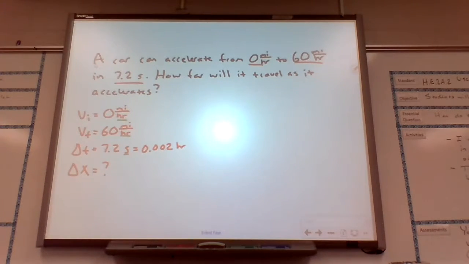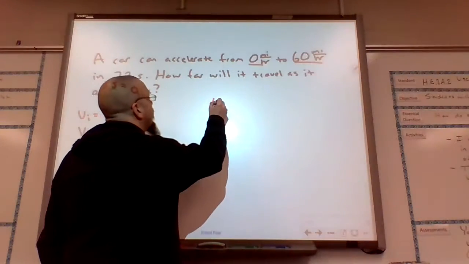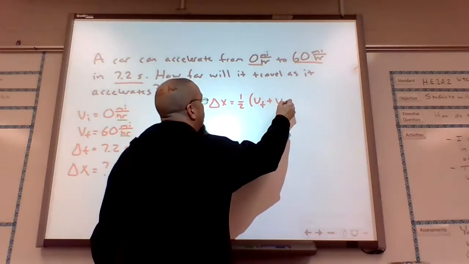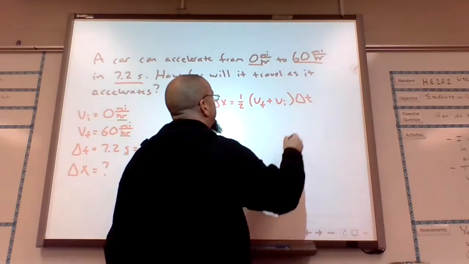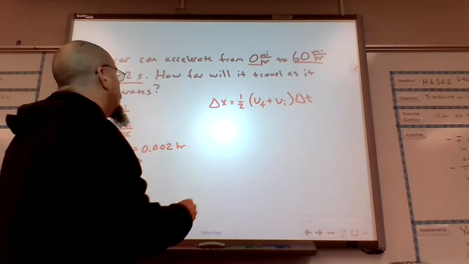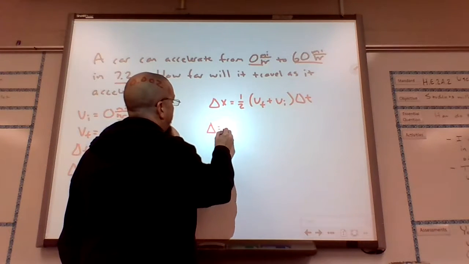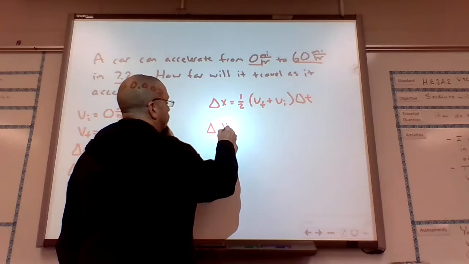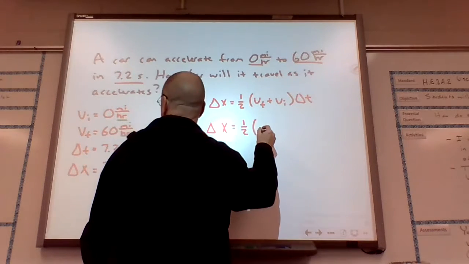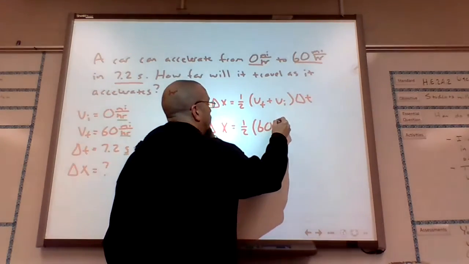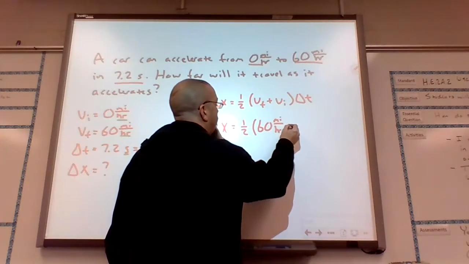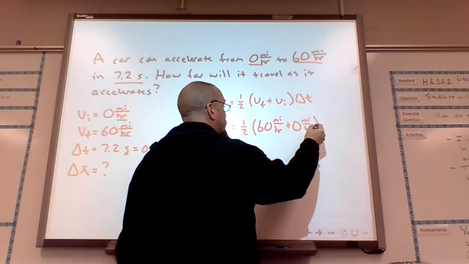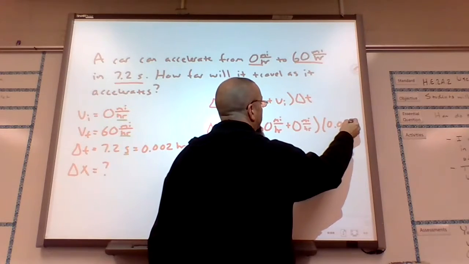So now that we've done this, we can go ahead and do our calculation. Delta x equals 1/2 VF plus VI times delta t. So delta x equals 1/2 60 miles per hour plus 0 miles per hour times 0.002 hours.